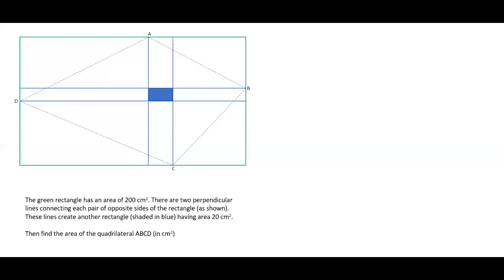Now, before we get into this, let us understand what we are comparing. So we need to find the area of this ABCD, and we need to compare it with the area of the green rectangle and the blue rectangle. For that purpose, those values are given, right? So let us try to set up that context.